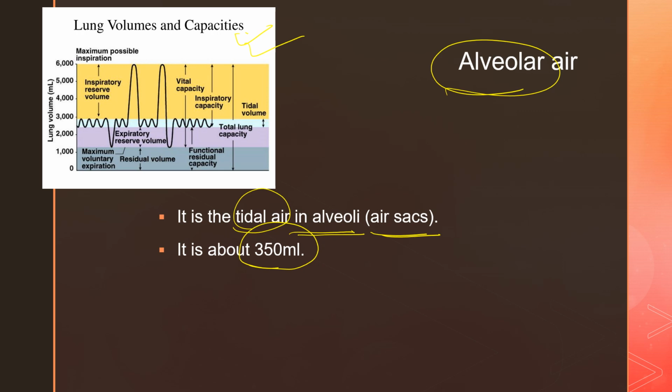Though this alveolar air and dead space are not in this chart, we can't mention them in this chart because those are not volumes and capacities. These are a bit different. So the dead air space is the amount of air remaining in the respiratory passage, and this is the alveolar air, which is the tidal air in the alveoli. It is about 350 ml. Okay, now let us move on to the next one.